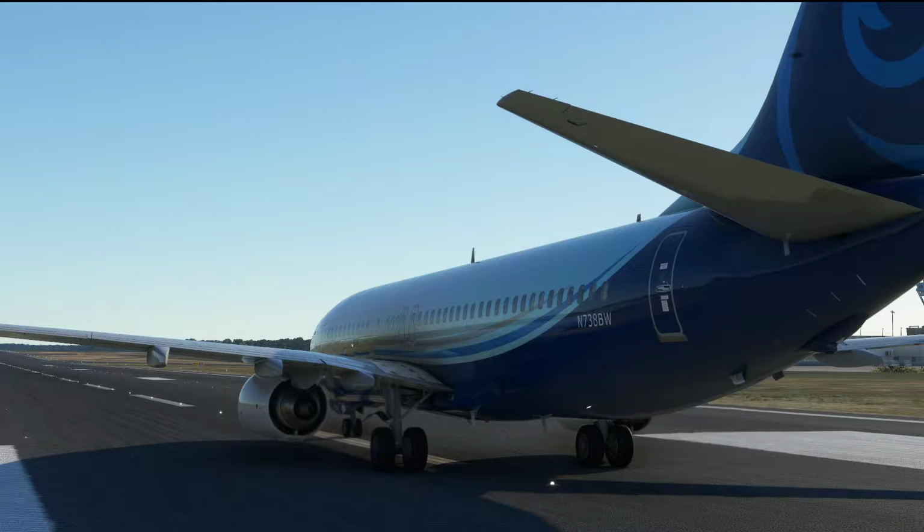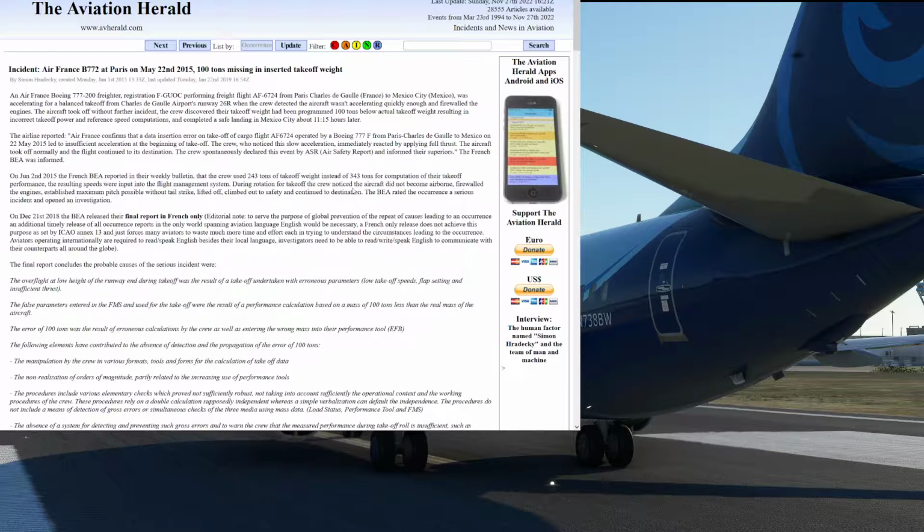Now, let's have a look into one practical example of a typical situation that almost resulted in a tail strike. And we can find that one on the Aviation Herald. I will include the link in the video description below, but here it is on screen. And that is an incident where an Air France 777-200 at Paris on May 22, 2015 entered an incorrect takeoff weight. So they entered a takeoff weight 100 tons less than the actual takeoff weight of the aircraft.